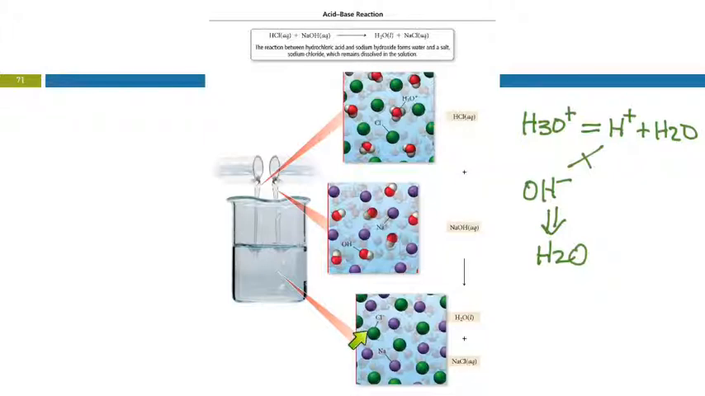So those become water molecules, which are just among all of these gazillion other water molecules. And what we have left then are chloride ions and sodium ions. We've turned an acid and a base into literally salt water, because the acid and the base neutralized each other.